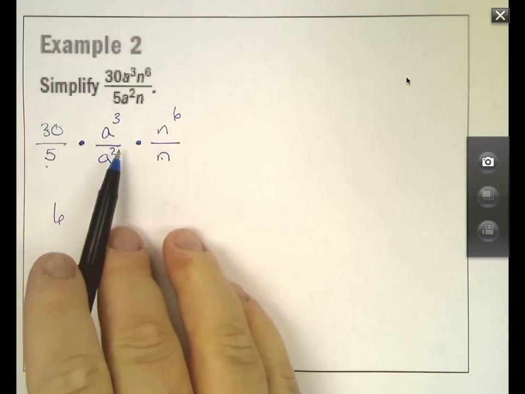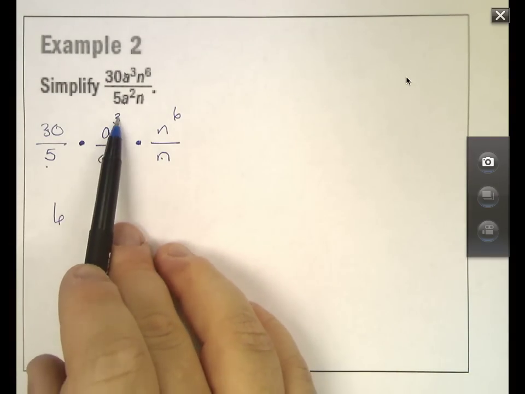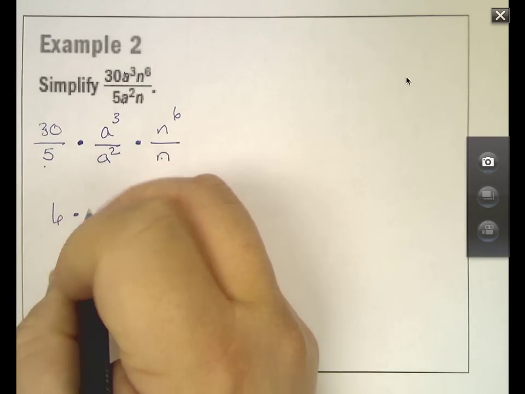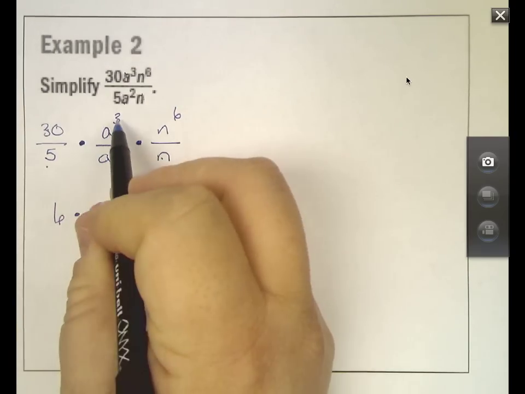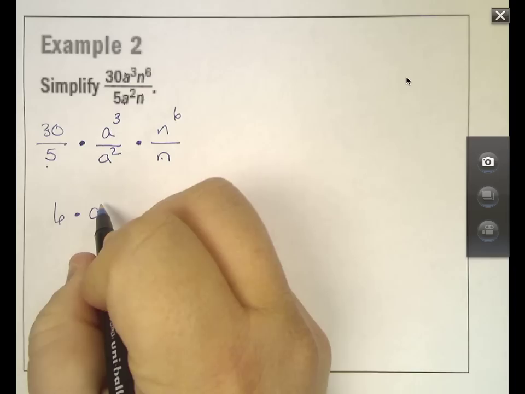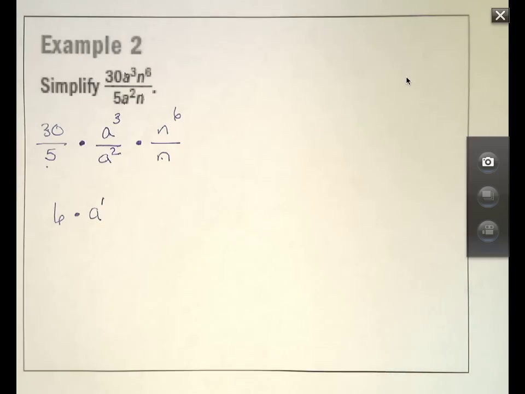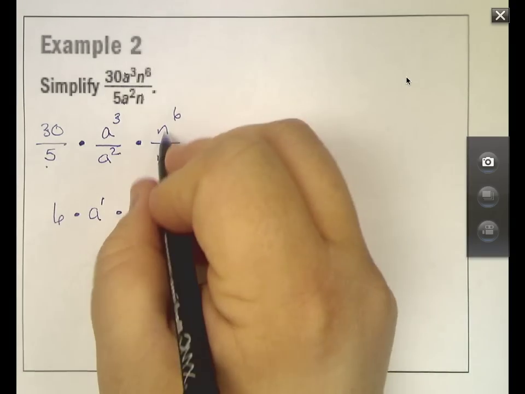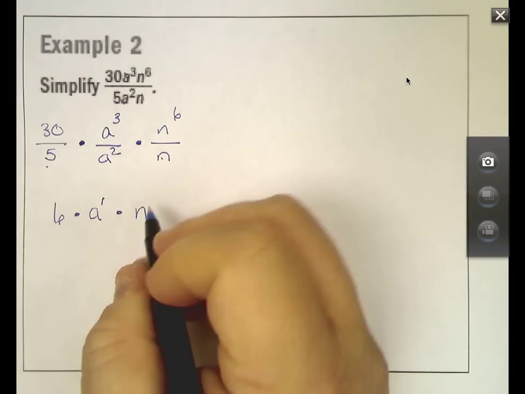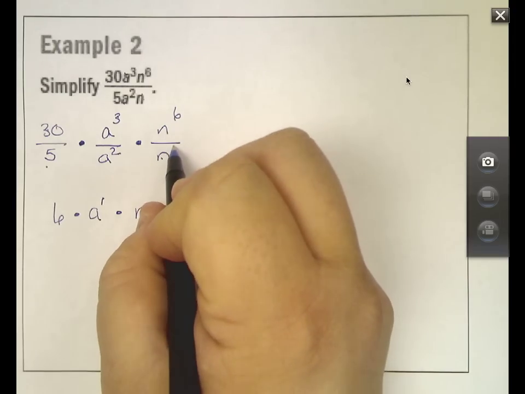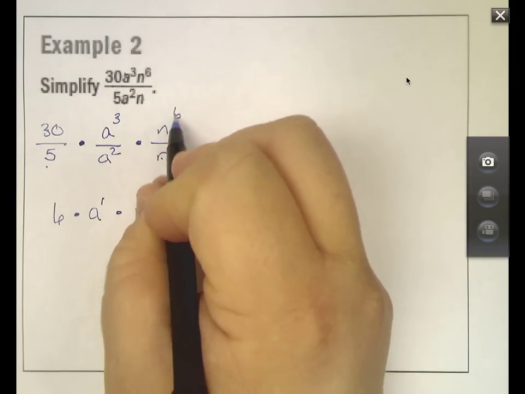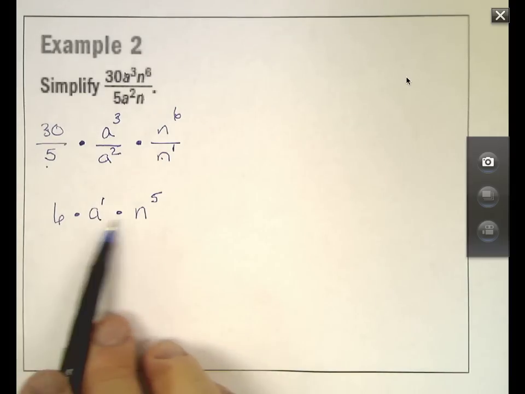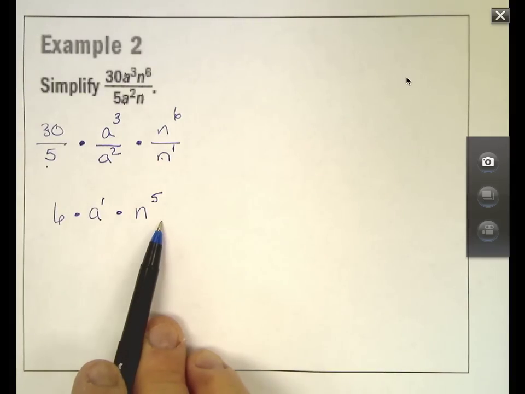Now, this should be a pretty easy problem. What's 30 divided by 5? 6. What's a cubed divided by a to the 2nd? Well, a cubed divided by a to the 2nd, my base is a. 3 minus 2 is 1. Here, bases are the same, so I get n to the 6 minus, and this is a 1, so 6 minus 1 is 5.